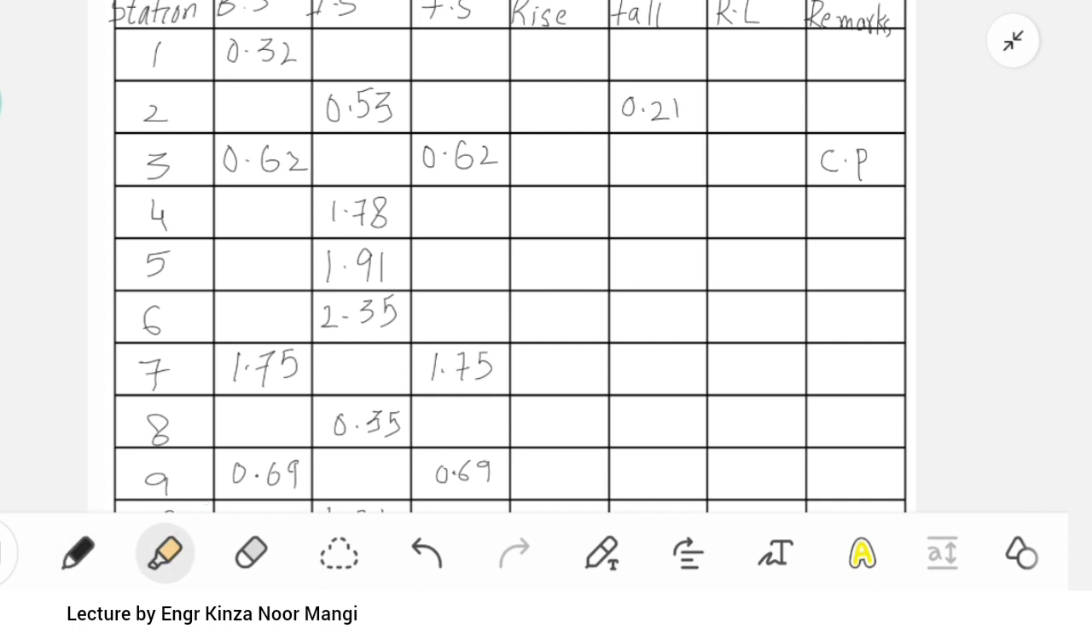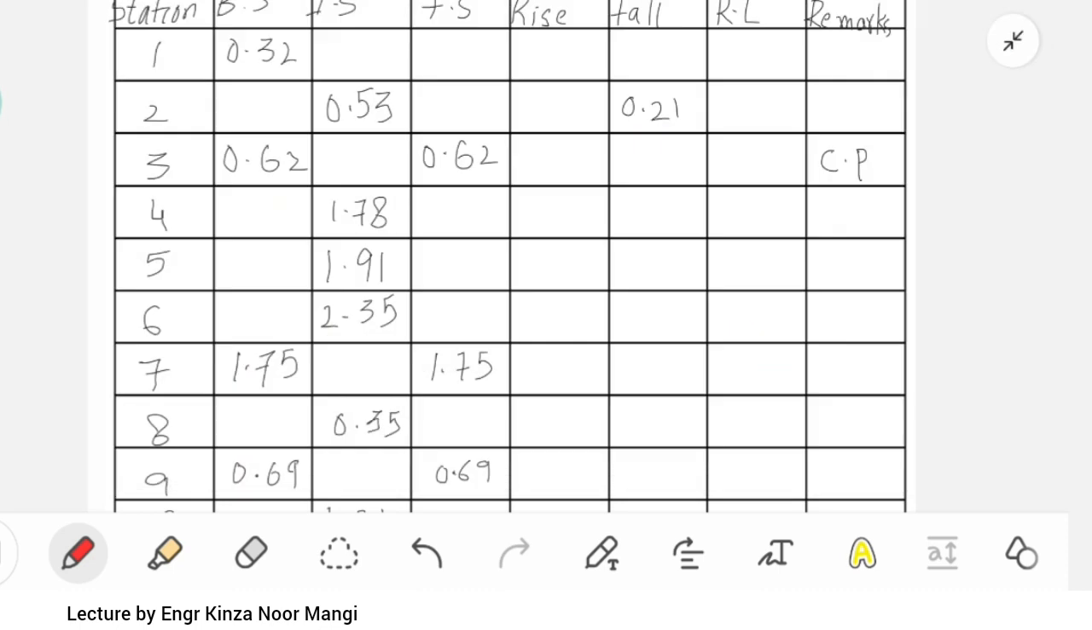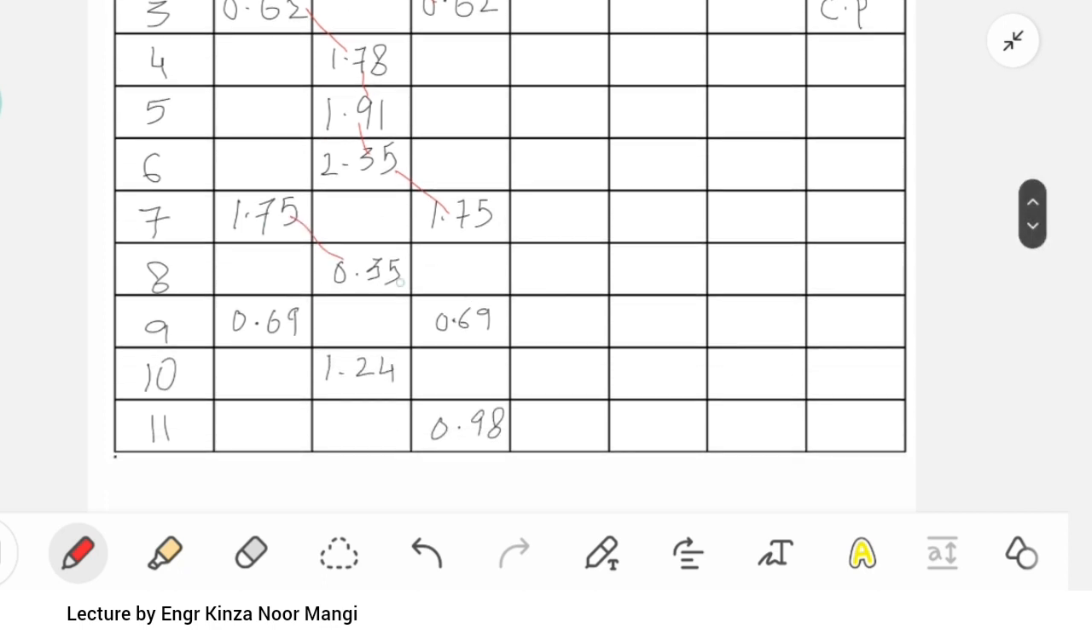Let me mention these with another color so that it becomes prominent what we have to subtract. This is the first set of readings. Then again the intermediate sight is subtracted from the backsight, and that would continue till the foresight, then the next set of readings, then the next set of readings.